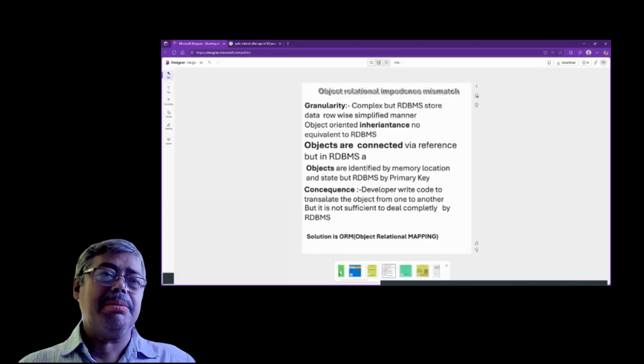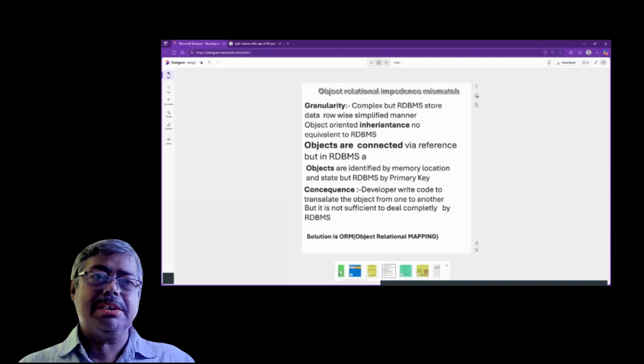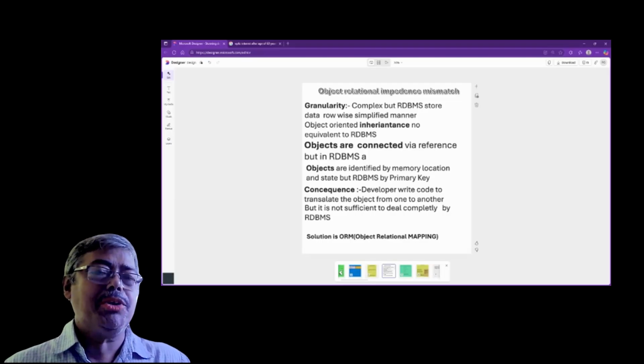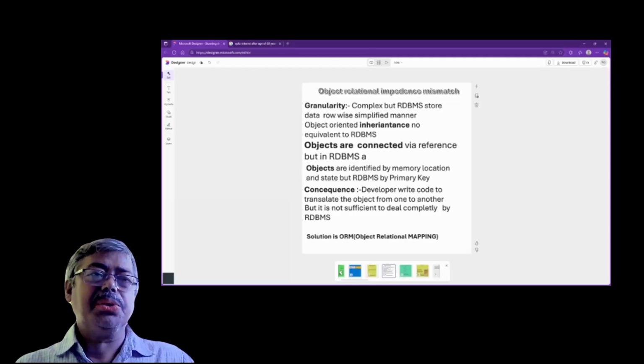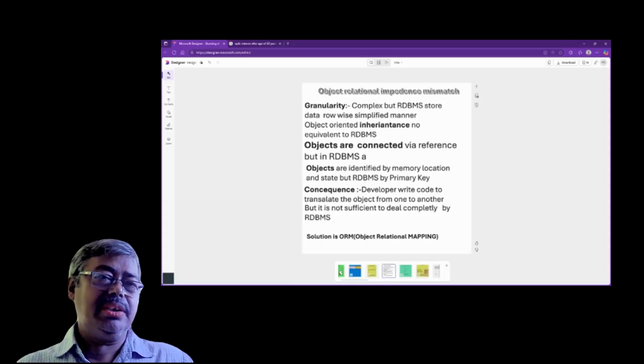Object-oriented database system is guided by object ID, and relational database management system is guided by primary key and also foreign key. So there are basically some differences between the two systems. Regarding granularity, it is complex, but relational database management system stores data row-wise in a simplified manner. So it has no capacity to deal with the inheritance property of the object-oriented database management system. So it is called granularity.